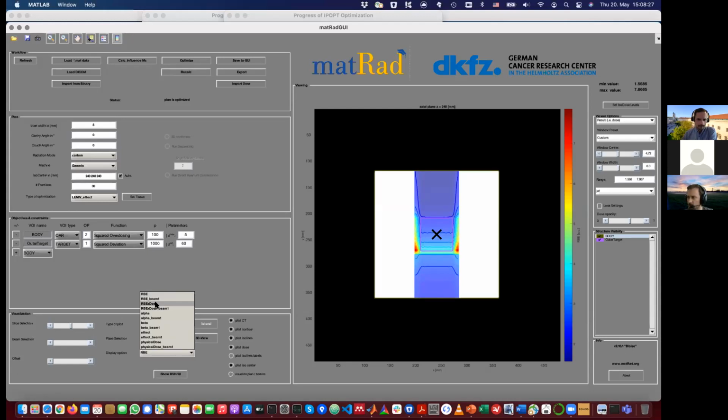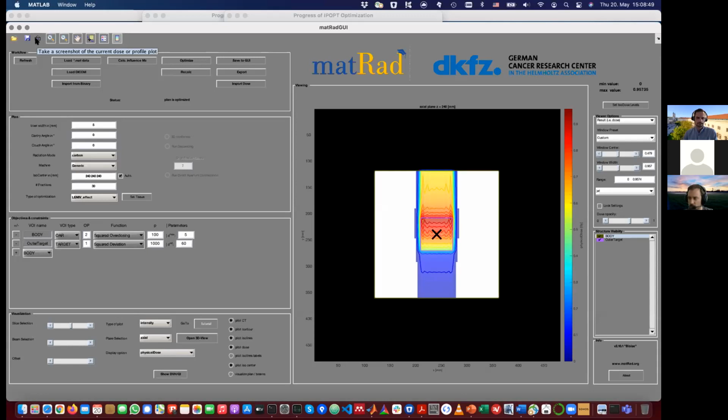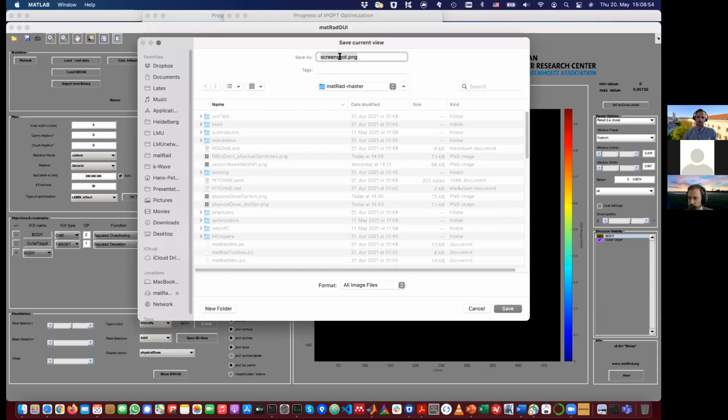Now let's have a look back at the RBE weighted dose, and here, let's take a screenshot. Actually, I guess it's even better if you go to the physical dose and take a screenshot. I will call this simply alpha beta ratio of 2, physical dose.